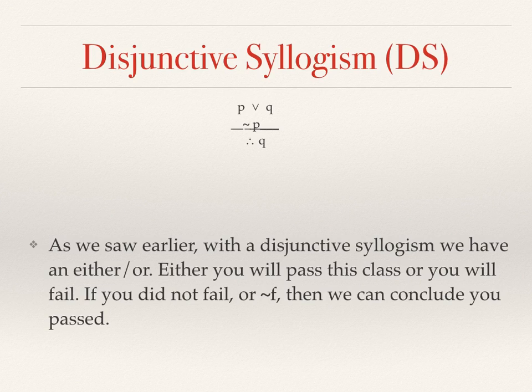So as we saw earlier with the disjunctive syllogism, we have an either-or. Either you will pass this class or you will fail. If you did not fail, or not F, then we can conclude you passed. Okay, so that's one of the argument forms.